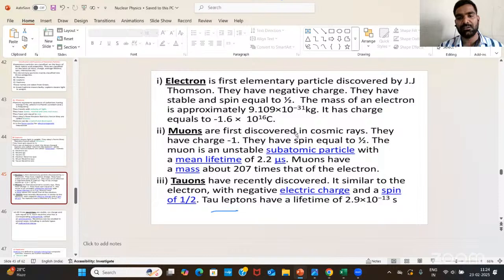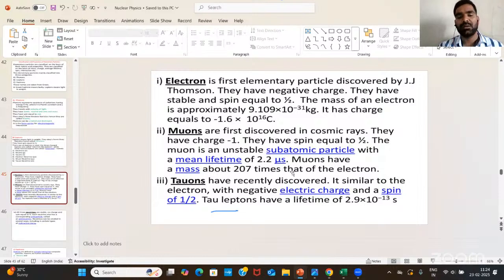Muons are the first discovered cosmic rays. They have charge minus 1, and they have spin equal to half. The muon is an unstable subatomic particle with a mean lifetime of 2.2 microseconds. The muons will be having 2.2 microseconds of lifetime.